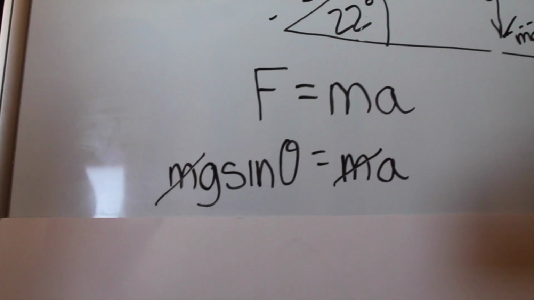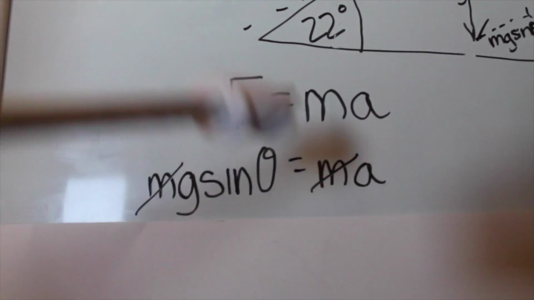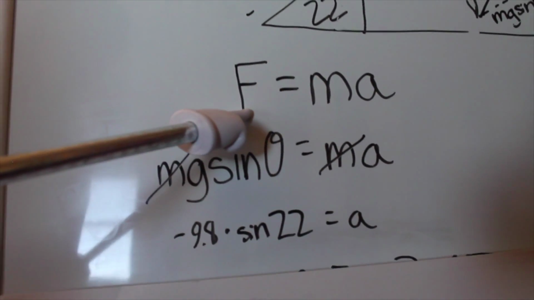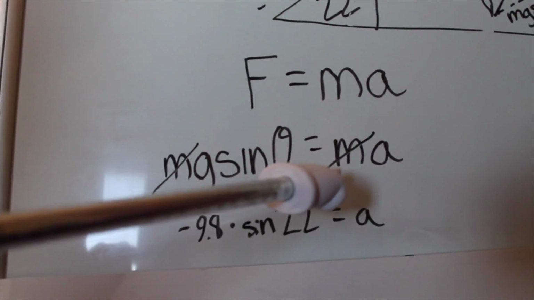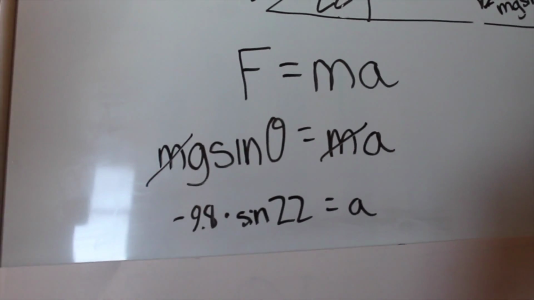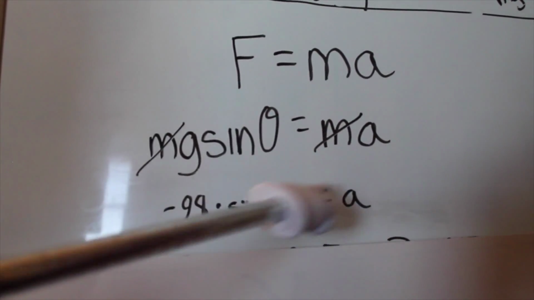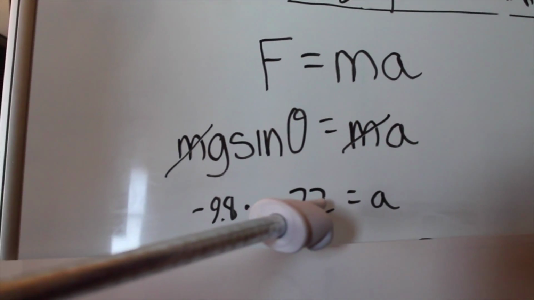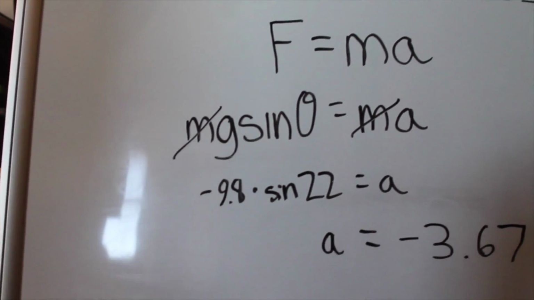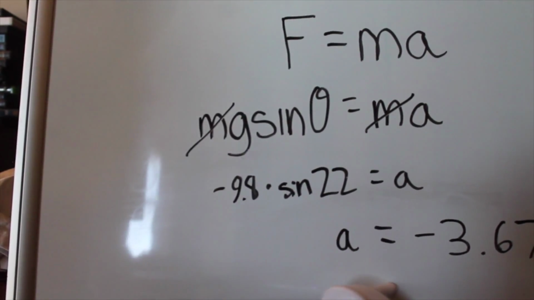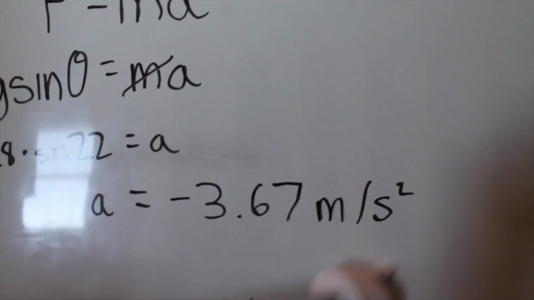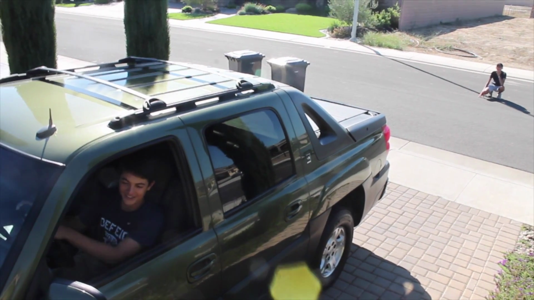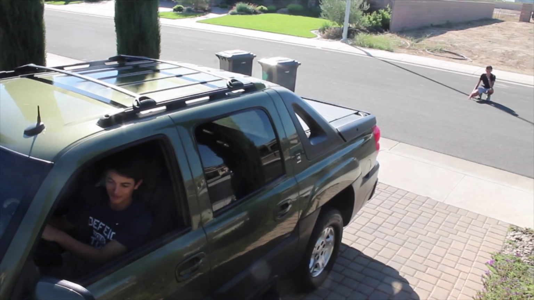So what we're going to do is plug in mg sine theta into force, and we're going to set it equal to mass times acceleration. So our masses cancel right here, and we plug in g sine 22 equals acceleration, and once we simplify that, it's going to come out to negative 3.67 meters per second squared. This is our real-life application of the San Francisco faulty brake problem.